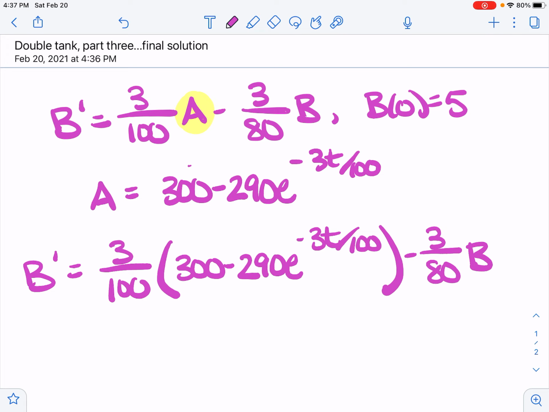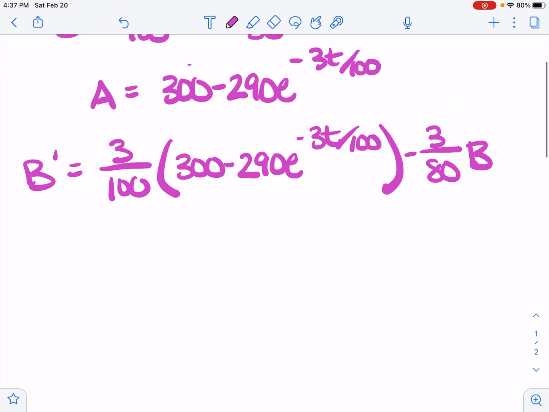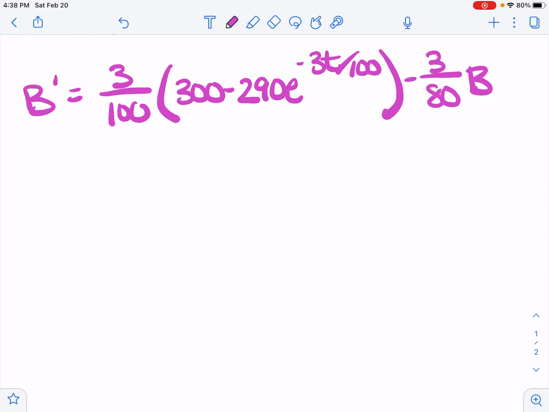Now, because we solved for A and plugged it in, this is no longer two unknowns. Previously, this equation had two unknowns. It had A and B as dependent variables and unknowns, and that's not the case anymore. Now that we've plugged it in, we have a single differential equation remaining with one unknown, which is B.